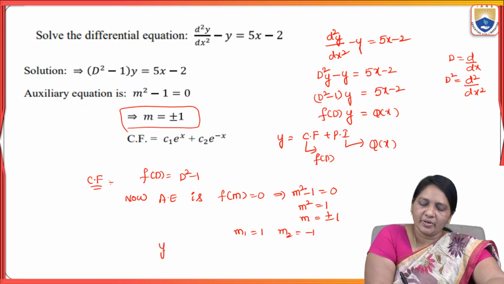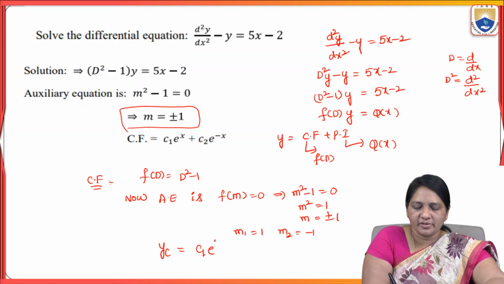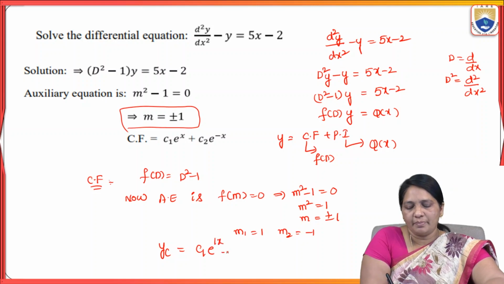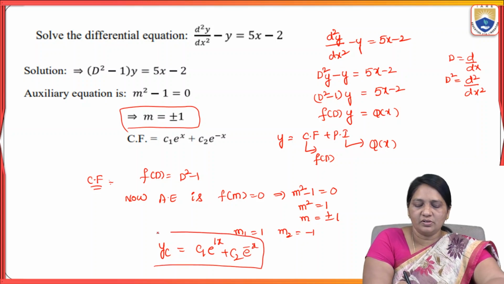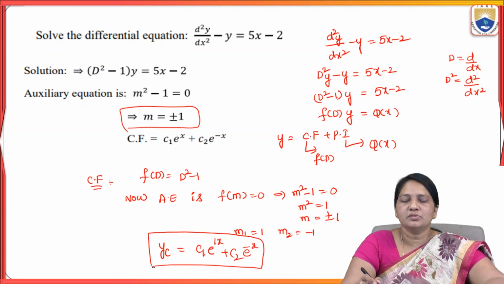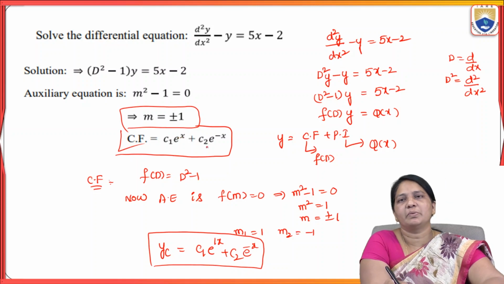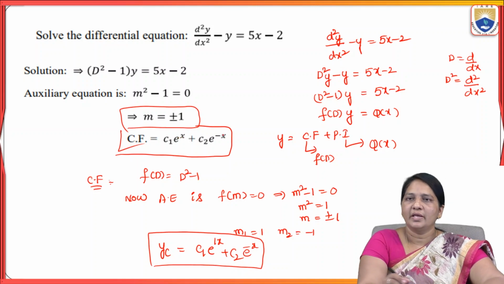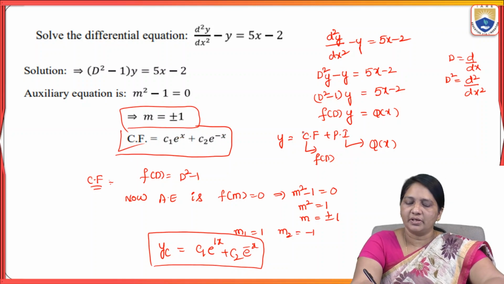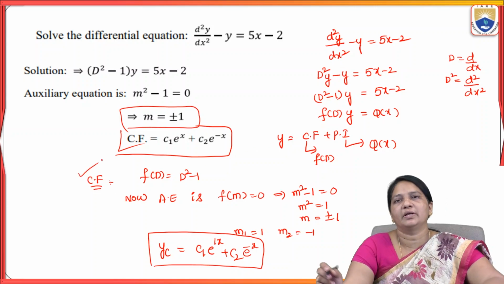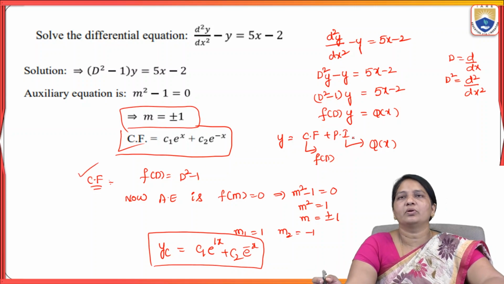So what is the complementary function? I can write c1 e power m1x. What is the m1 value? 1. Plus c2 e power m2x. So here m2 is minus 1, so we are getting minus. So finally the complementary function is c1 e power x plus c2 e power minus x. That means the first part is completed. So the complementary function is completed. Now we are going to find the particular integral according to the Q of x value.